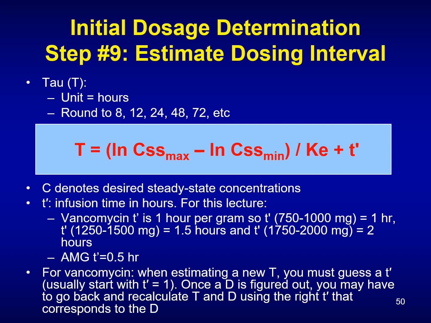Tau is equal to ln of Cmax steady state concentration minus ln of Cminimum steady state concentration all over Ke, plus T prime. T prime stands for infusion time in hours. We're going to be standardizing what T prime is for my lecture. T prime for vanco is 1 hour per gram. So with a dosage of 750 to 1000 milligrams, infusion time is 1 hour. For 1250 to 1500 milligrams, infusion time is 1.4 hours. And for 1750 to 2000 milligrams, infusion time is 2 hours. On the other hand, for aminoglycoside, infusion time is always 0.5 hours regardless of dose.